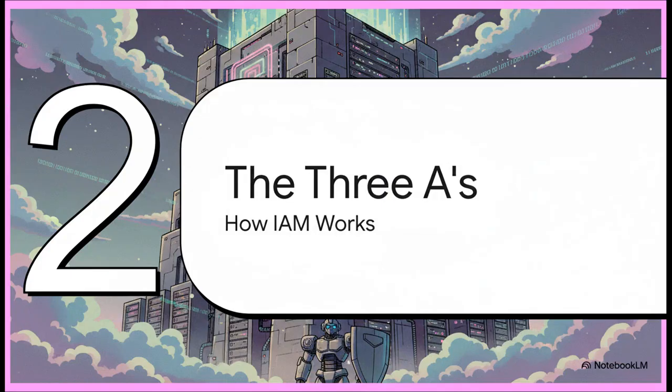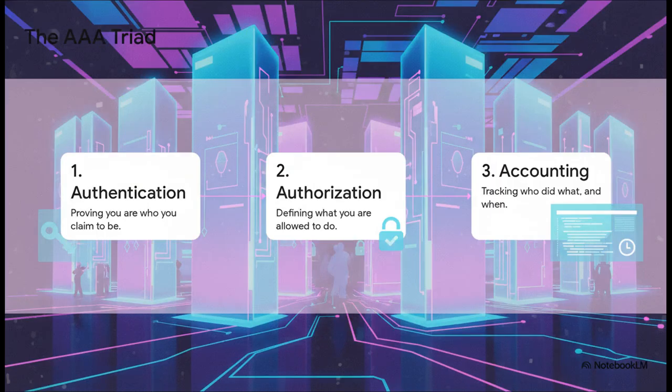Okay, so how does this whole digital passport office actually work? Well, it all comes down to a really foundational concept in security, known as the AAA triad. So the whole process works in three distinct steps. First up, you've got authentication. This is you proving your identity. You type in a password, use your fingerprint, maybe you get a code on your phone.